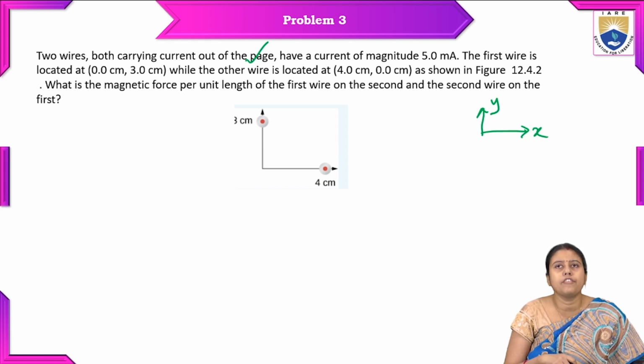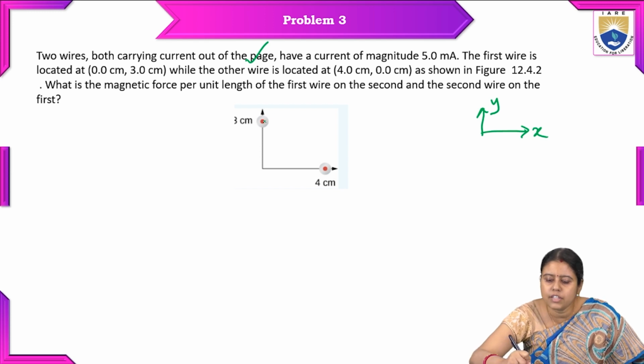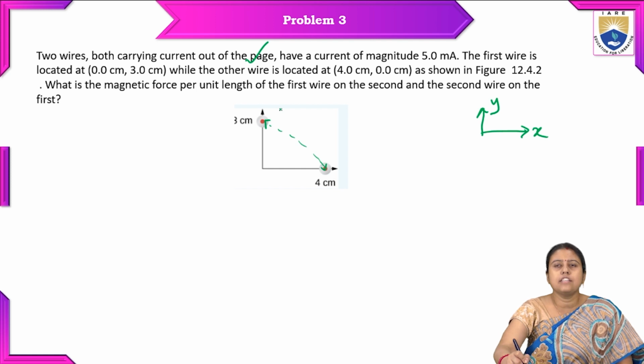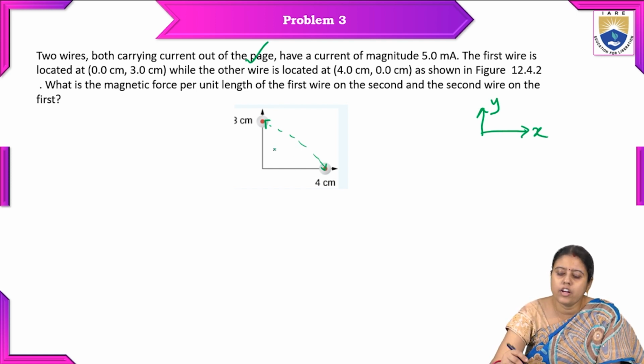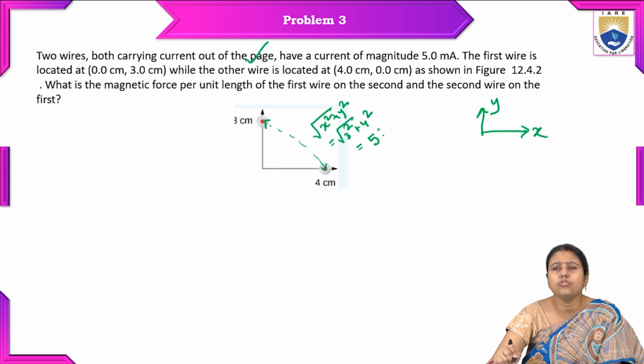What is the magnetic force per unit length of the current of the first wire on the second and the second wire on the first? First we have to calculate the distance between these two, because the force will work over the distance. So what is the distance? The distance is the square root of x square plus y square. So root of 3 square plus 4 square is equal to 5. So we got the value 5.